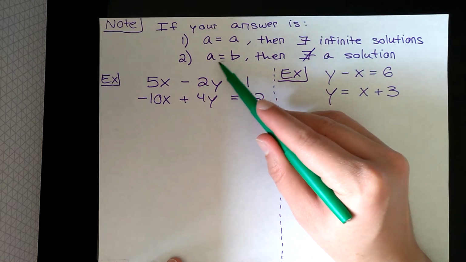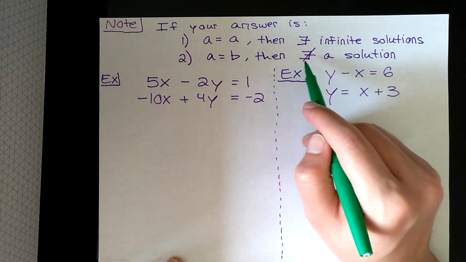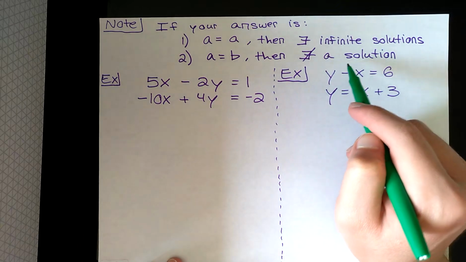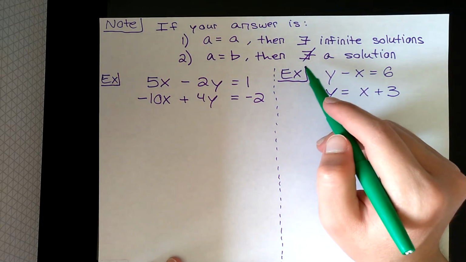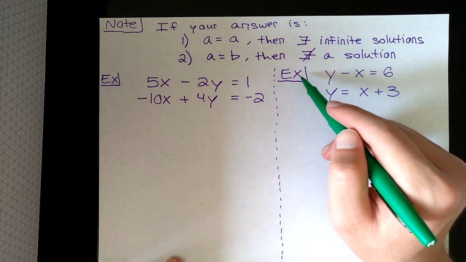If you end up getting one number equals another number, a equals b, and your variables are gone, then there does not exist a solution. You cannot have 1 equals 2. It's impossible, which means the two lines will never intersect, meaning they're parallel.